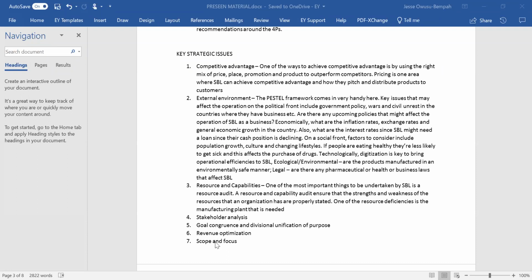Another thing is revenue optimization, scope. When I say scope and focus, I'm talking about the different divisions, their scope of activities and their focus. Does it all come together to meet the overall strategic objectives of the organization? So it's kind of related to 5.